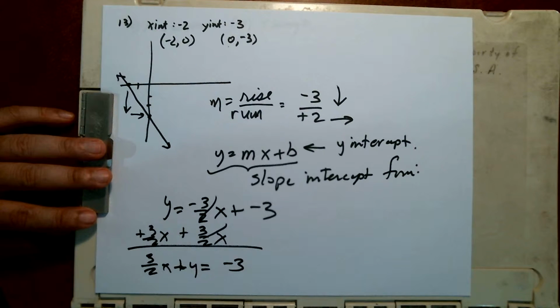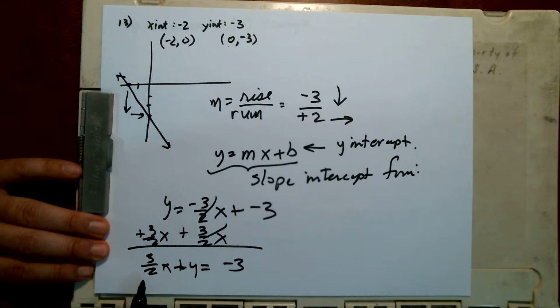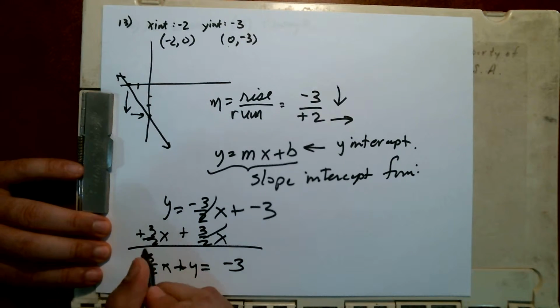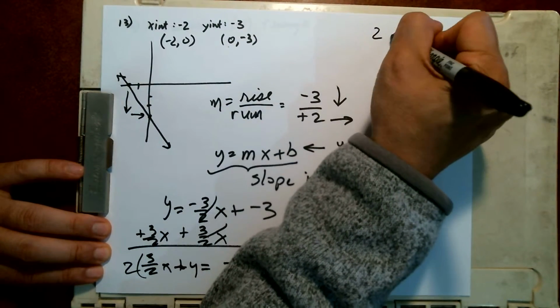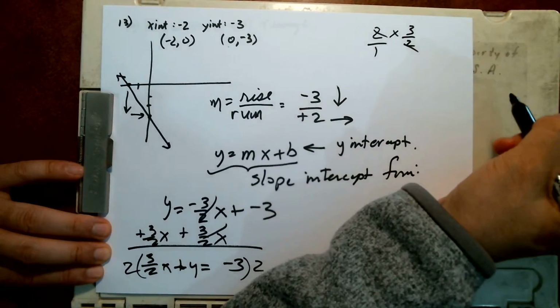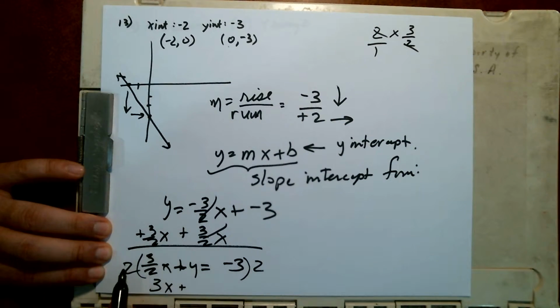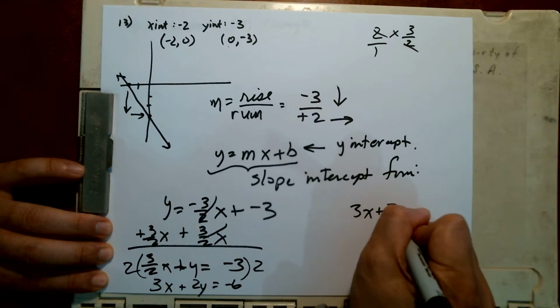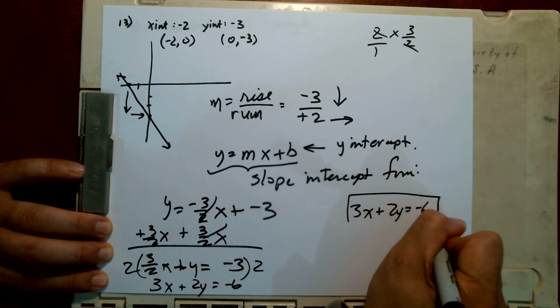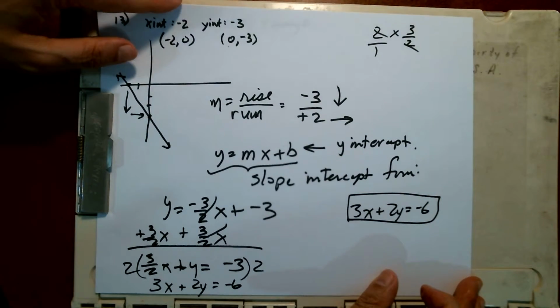Is it in standard form? Nope, I don't think so, because this has to be a whole number, right? How do we turn this into a whole number? Well, you have a divided by 2 here, so you have to multiply everything by 2, to the left and to the right. 2 times 3 halves, do the evaluation. 2 times 3 halves over 1, they cancel, right? And you get 3x plus, distribute the 2 with the y, you get 2y, distribute the 2 with the negative 3, you get negative 6. So you get 3x plus 2y equals negative 6. That's your answer right there. Okay? Good luck.